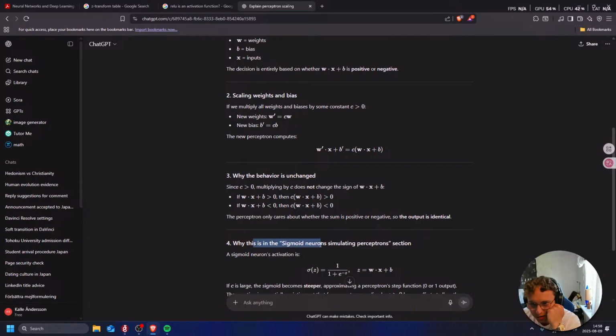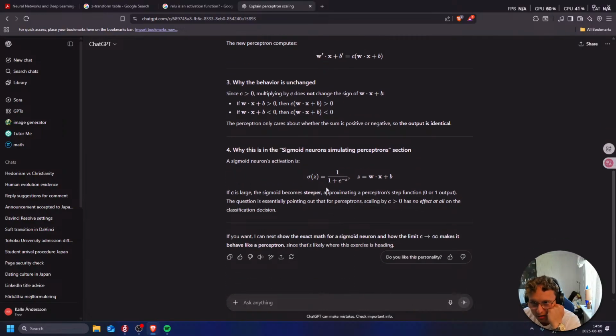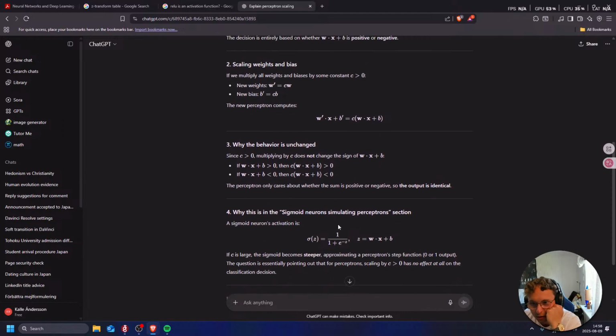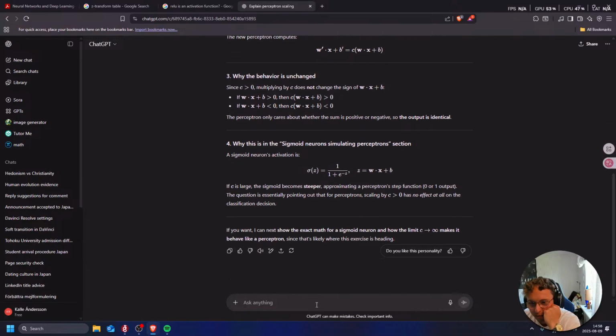But then, why is there a section on sigmoid neurons simulating perceptrons? A sigmoid neuron activation is this function here, which we saw. If c is large, the sigmoid becomes steeper, approximating a perceptron step function with 0 or 1 output. The question is essentially pointing out that scaling a perceptron by c greater than 0 has no effect at all on the classification decision. Exactly. But I might be wrong.